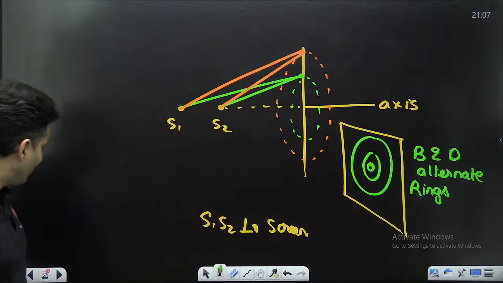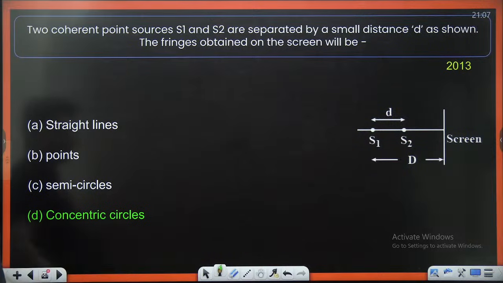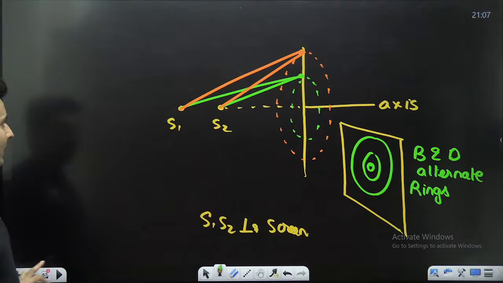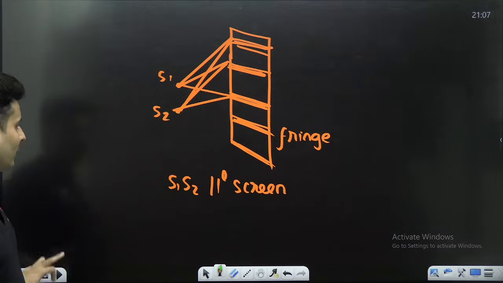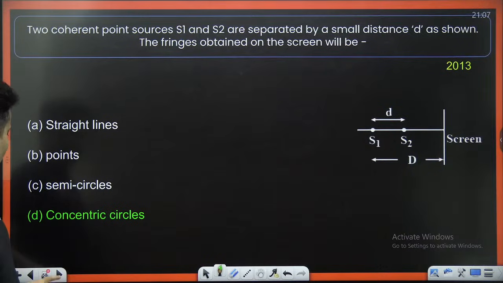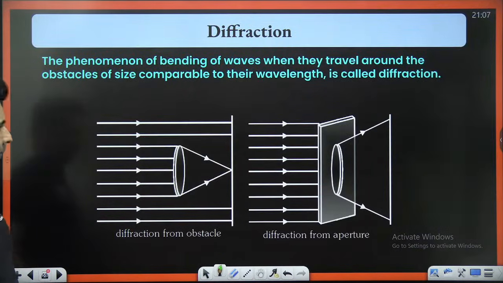Yes, correct. Perfect. You get concentric circles or rings, one and the same thing. Is that clear? So when they are parallel, you get fringes, lines like that. But when you have perpendicular, then it is concentric circles.